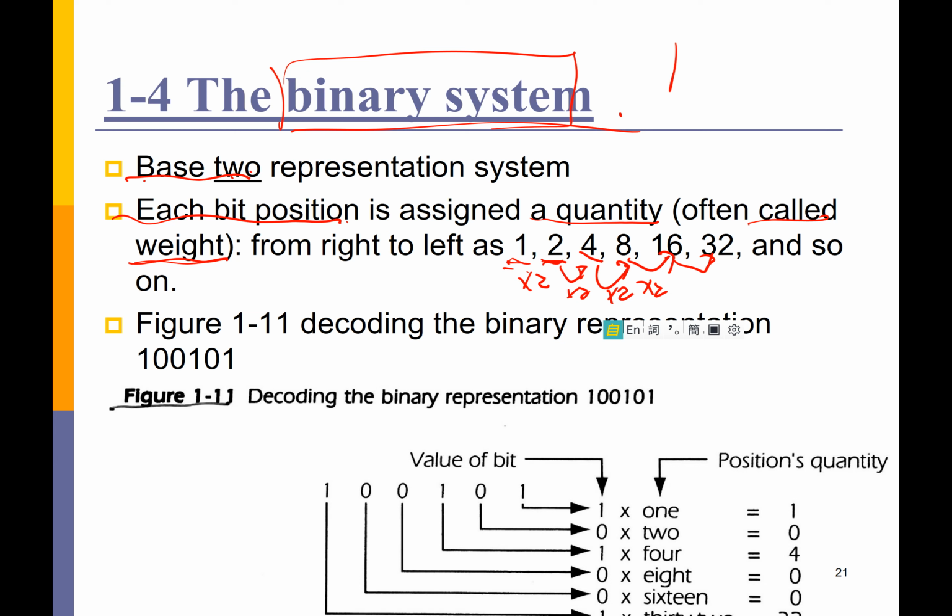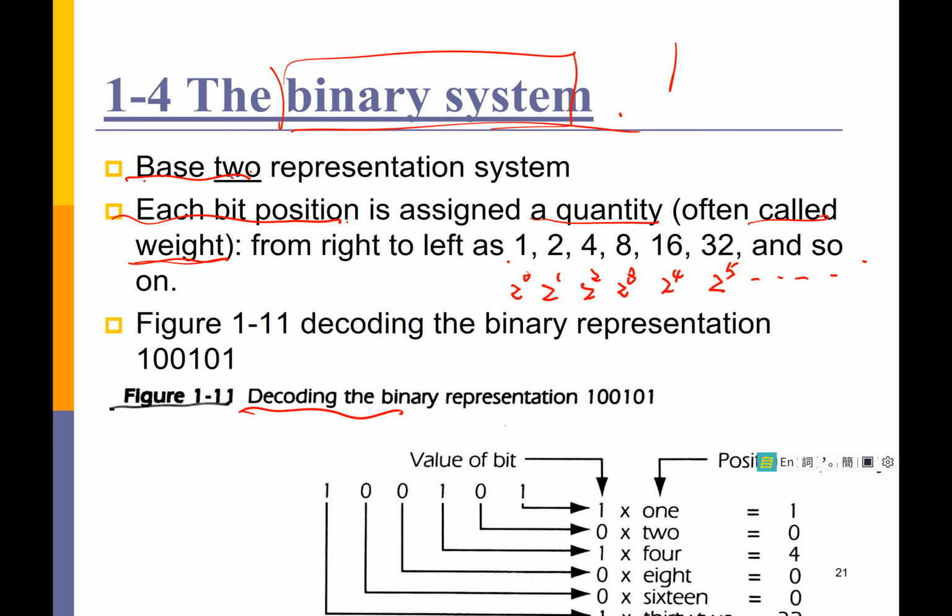In fact, 1, 2, 4, 8, 16, 32 come from 2 to the power 0, 2 to the power 1. 4 is 2 to the power 2. 8 is 2 to the power 3. 16 is 2 to the power 4. 32 is 2 to the power 5. And so on.